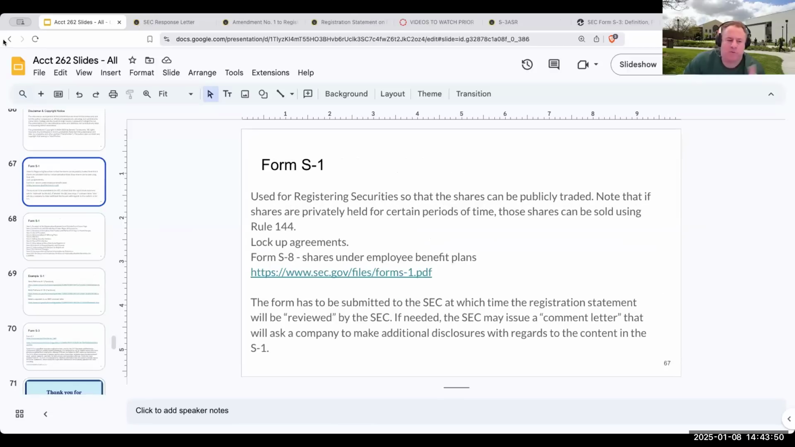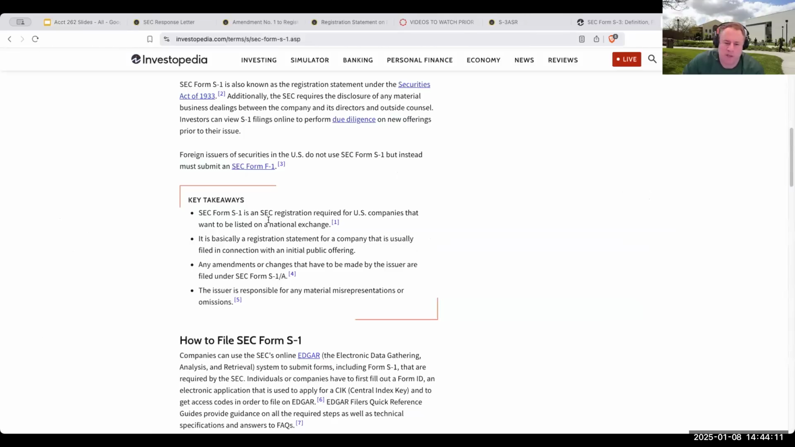So when a company is about to go public and they're going to raise money, generally what they're going to do is file a registration statement with the Securities and Exchange Commission. And if we were to go through and look at, again, what is Form S-1?